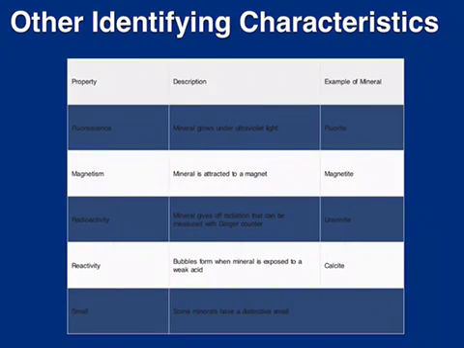So then we have some other identifying characteristics that are unique to certain minerals. So things like magnetism, reactivity, smell, they all are unique to certain minerals. So we can help narrow that down when we're identifying minerals. Like fluorite has the ability to glow or fluoresce under ultraviolet light. Magnetite is magnetic. Uraninite is radioactive.